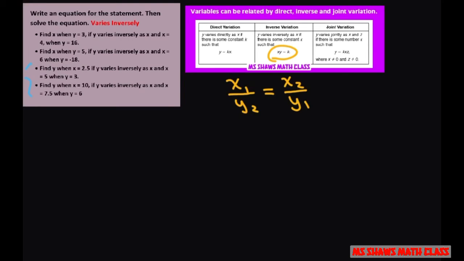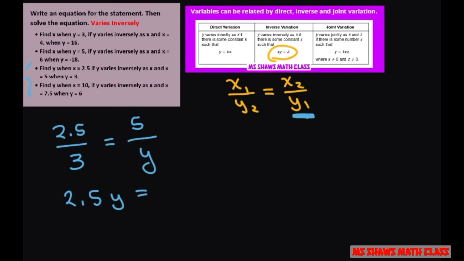So we're going to find y now. So basically we're trying to find this y, the first y, when x is 2 1/2. So I'll just put 2.5 for now. And we're trying to find the y. And then we have our x is 5 when y is 3. Now you cross multiply, you get 2.5y equals 15. So y equals 15 divided by 2.5.